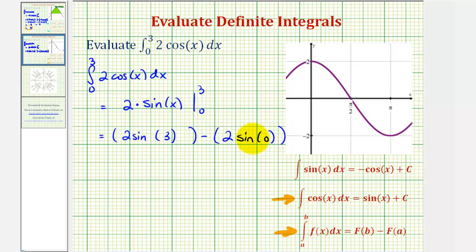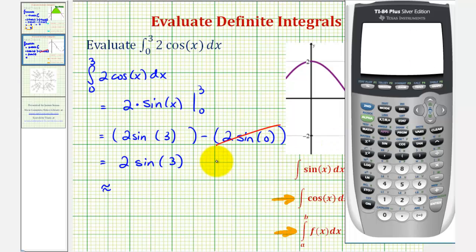Well, we should recognize that sine 0 is going to be 0, so the definite integral is equal to 2 sine 3, where we assume 3 is in radians. So let's go ahead and get a decimal approximation for this.